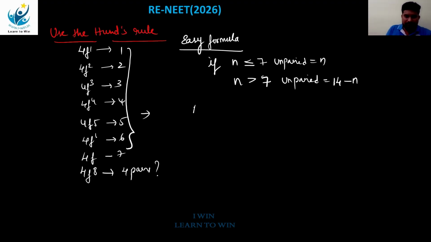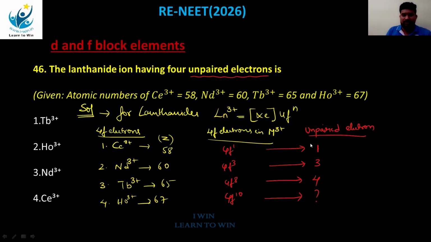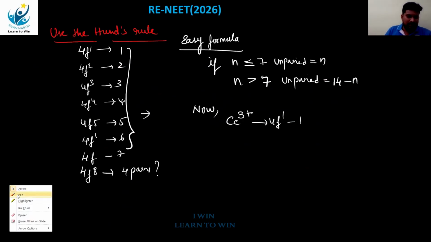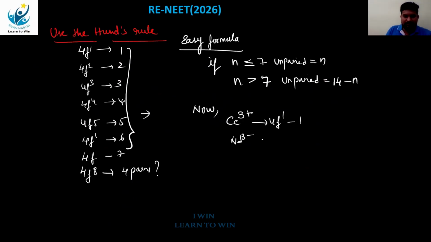Now, if we go back here, we have Ce3+, where you find 4f1, where you can see the number of unpaired electrons is 1. Now what about the 4f10? Coming to the next element that they have given, Nd3+. Now we have 4f3, so it is having 3 unpaired electrons.